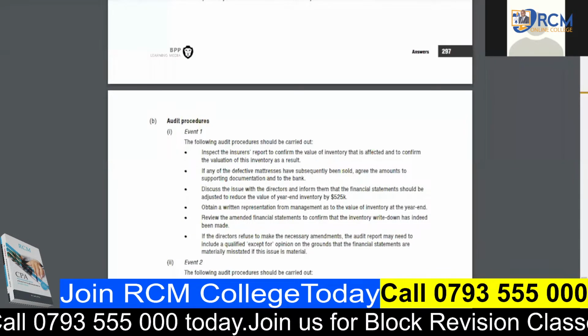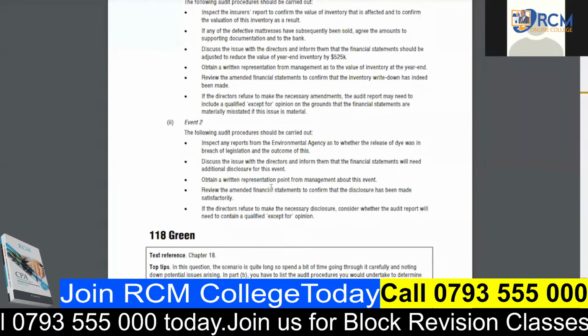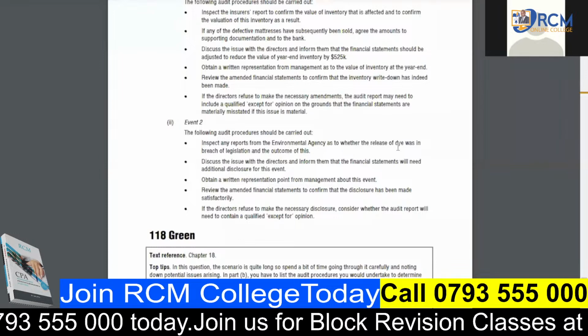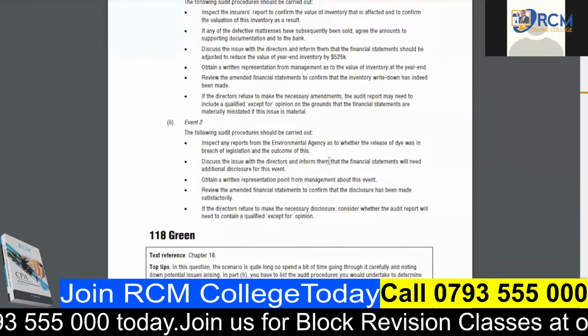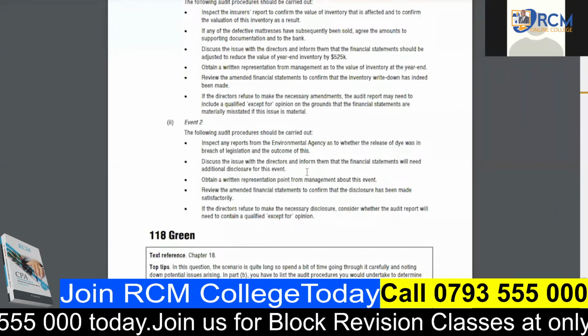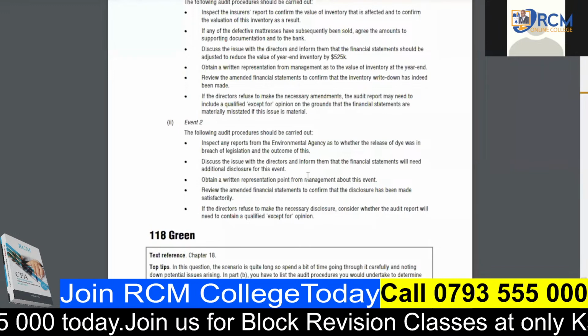How about this dye spill? This is what I will do. Inspect any reports from the environmental agency as to whether the release of dye was in breach of the legislation and the outcome of this. Discuss the issue with the directors and inform them that the financial statements will need additional disclosure for this event.